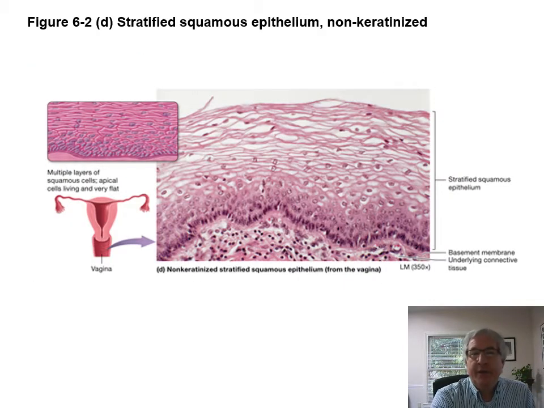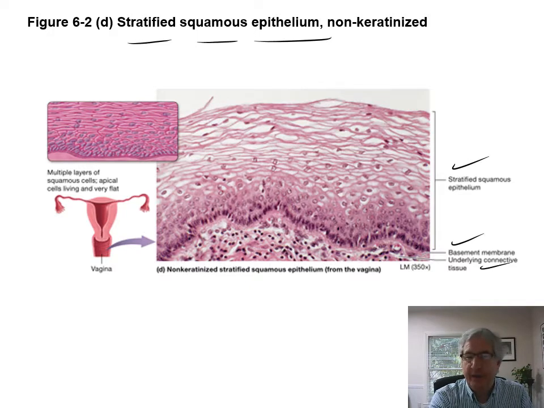Okay, so here's stratified squamous epithelium once again, wall of vagina, multiple cell layers. This shows the epithelium, and this shows the basement membrane, and then the underlying connective tissue layer there. That's a picture out of your book, which is a pretty nice picture. Next slide.